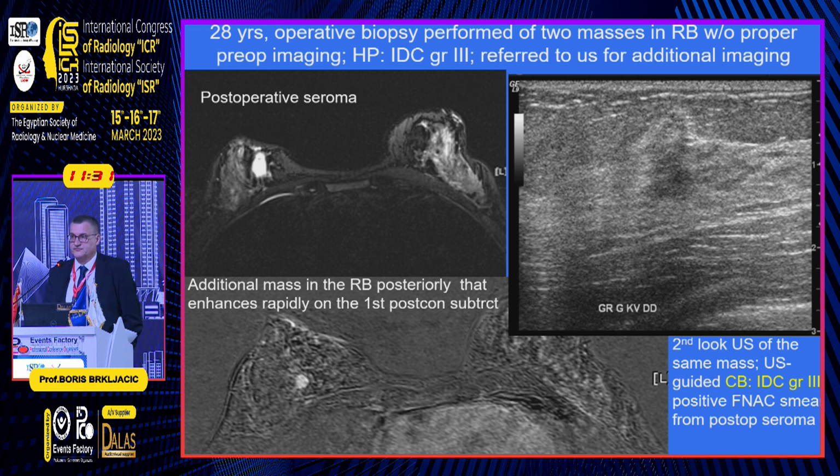Another example of a 28-year-old woman. These are all relatively old examples because the imaging has improved over the last years, I have to say. This was a 28-year-old girl in whom an operative biopsy was performed for 2 masses in the right breast without proper preoperative imaging, and they found grade 3 invasive ductal cancer. They mismanaged it and thought it was fibroadenoma.